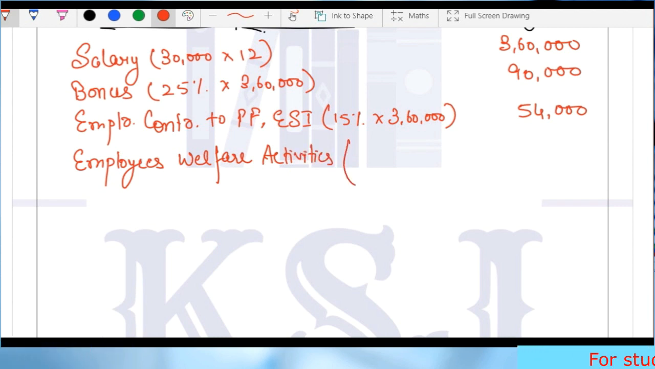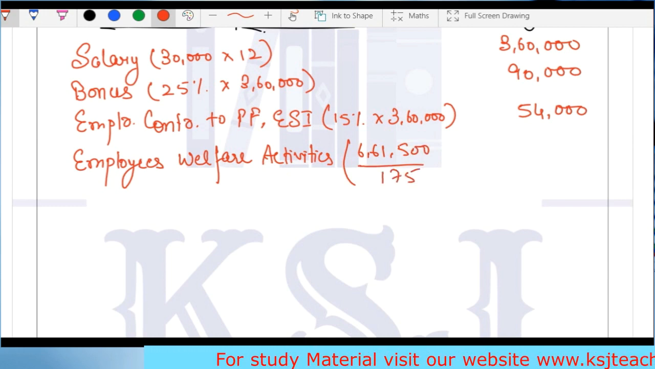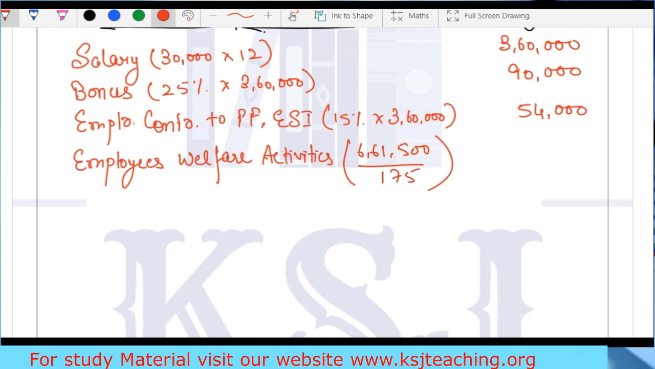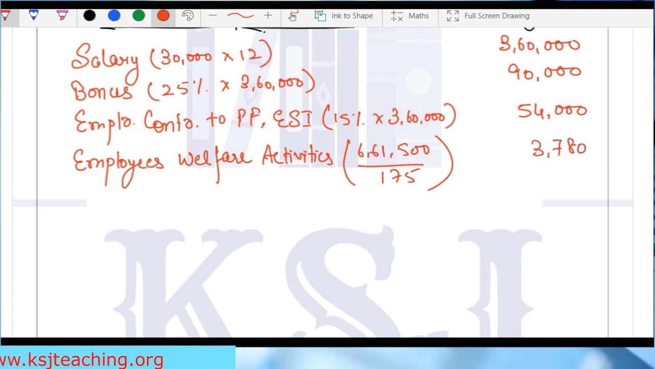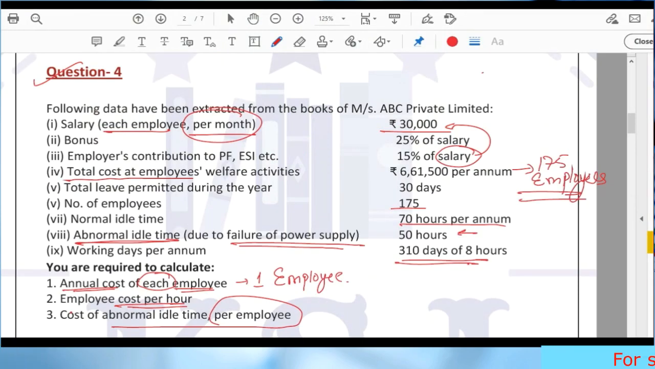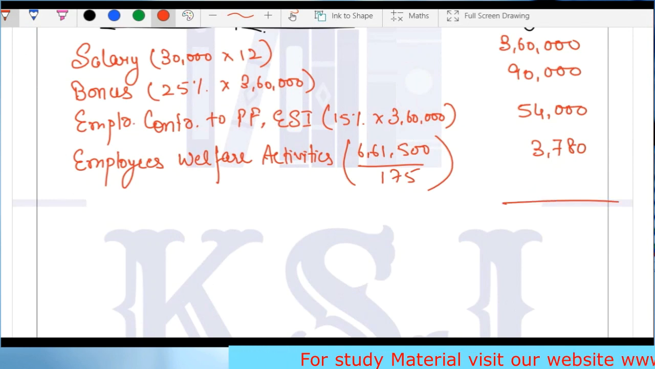How to calculate it? 6,61,500 divided by 175, because we need the cost for one employee, sir, right? This comes to 3,780. Okay. Anything else, sir? No, sir. Then the leave is there, number of employees, normal idle time, and all those things. So any other cost? No, sir.